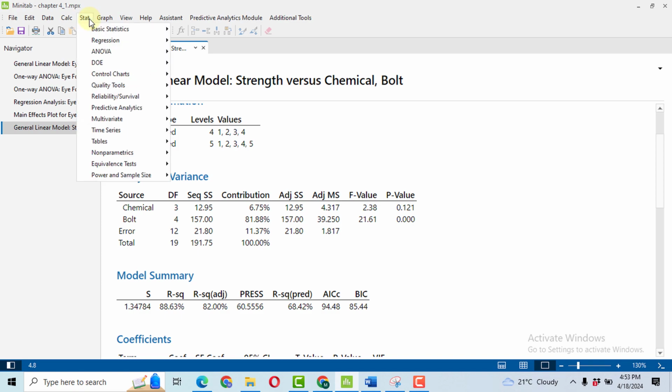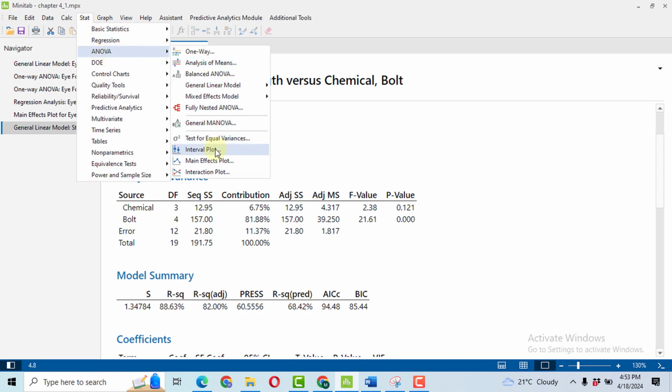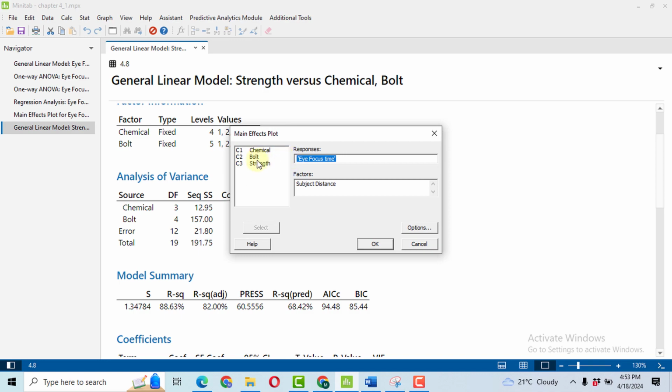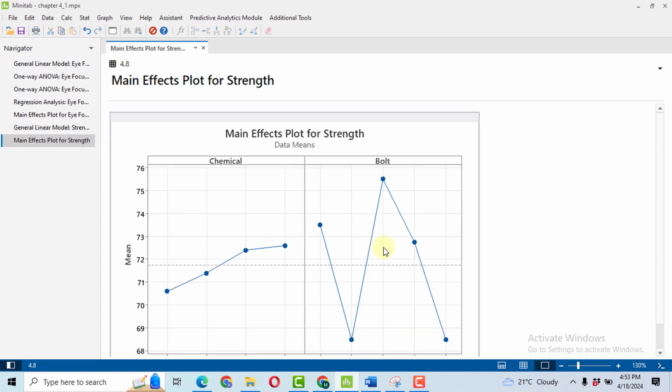The first is go to Stat, ANOVA, Main Effects Plot. Here select the response variable strength, select your factors as chemical and bolt, click OK, and you will get the graph. And here you can see that chemical number 4 is increasing the tensile strength, and bolt number 4 is also increasing the strength. So if you have to select the optimal setting, chemical number 4 and bolt number 3 are the optimal settings.